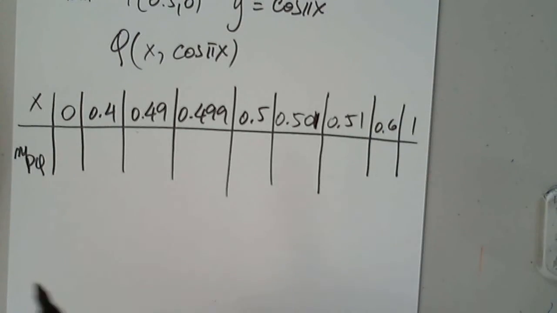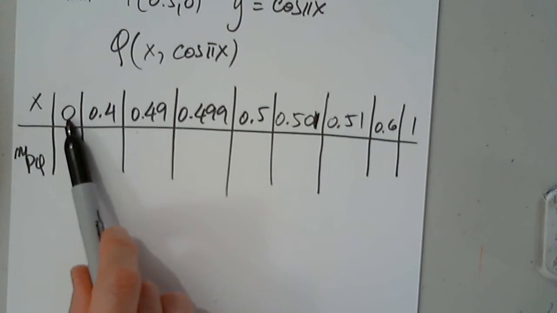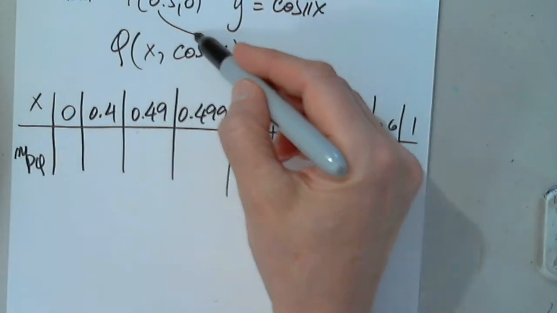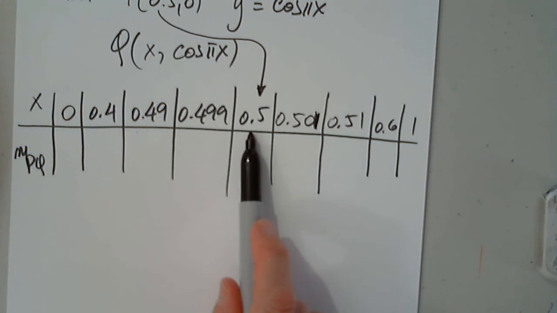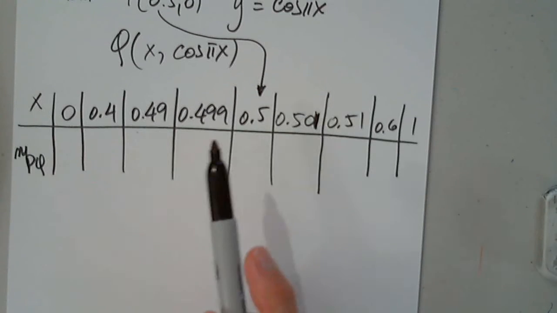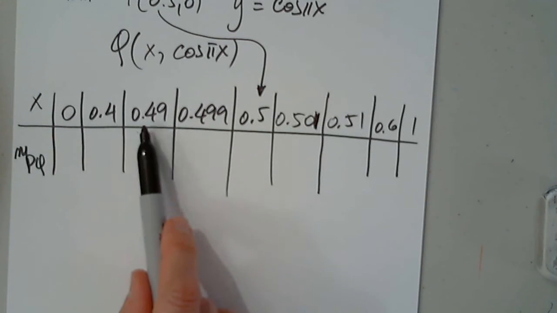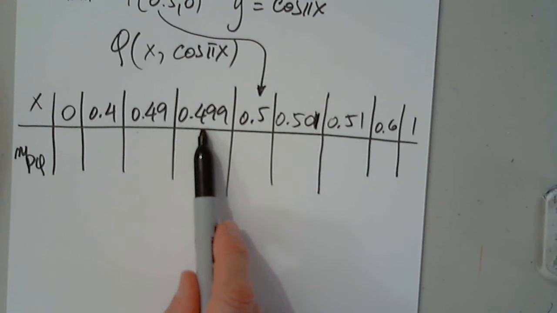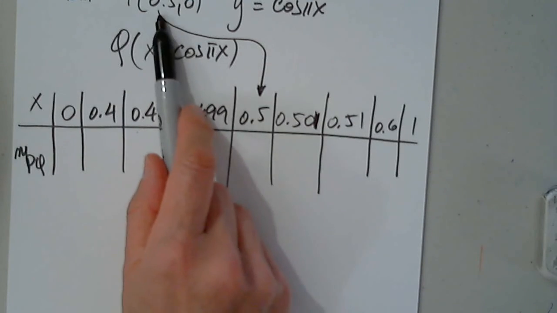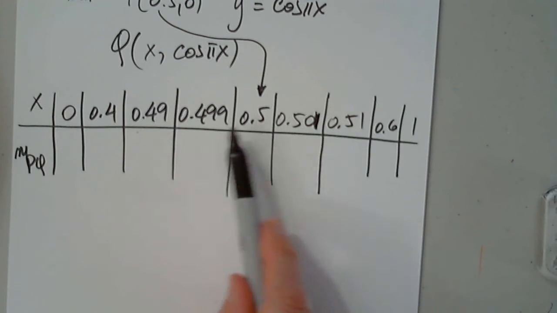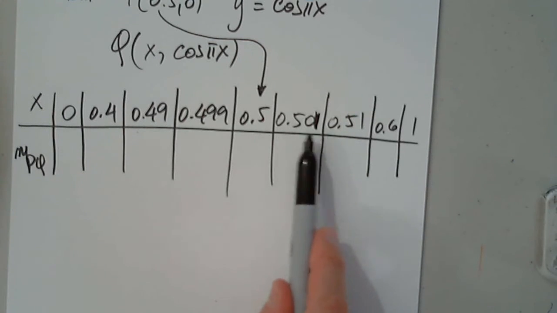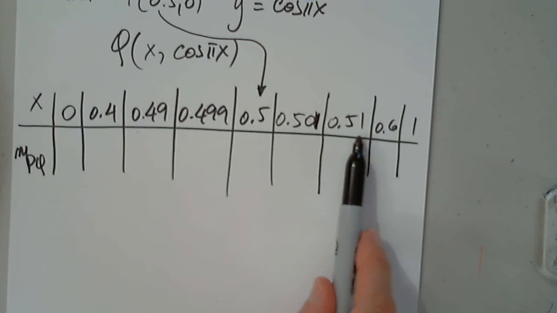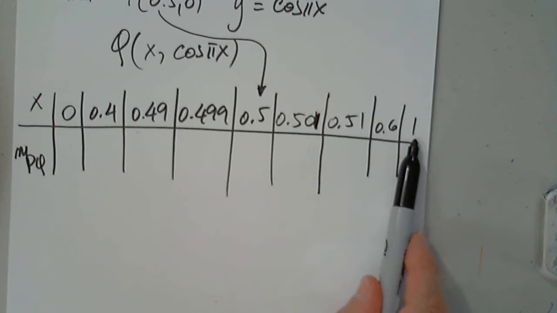Okay, so I started with 0. This is the key. Has to be somewhere in the middle in this case. So 0, 0.4, 0.49, 0.499. Of course, that's what I want. And the other side, they are going higher and higher. 0.501 is next. 0.51 is next. 0.66 is next, and 1 is the last one.